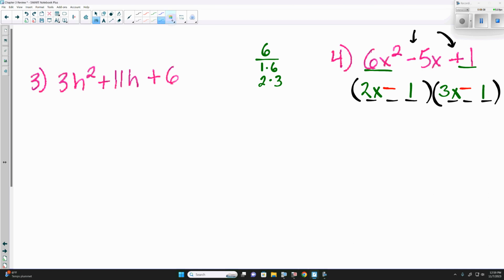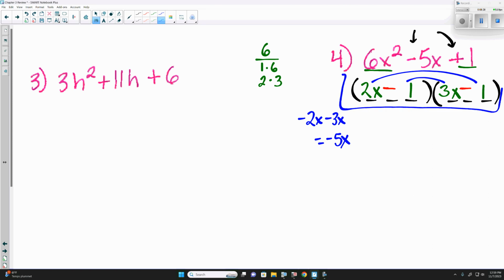And the last step is to check and make sure we got this set up correctly. 2x times negative 1 is negative 2x. Negative 1 times 3x is negative 3x. Negative 2x minus 3x is negative 5x. Is that the middle term we wanted? So those are the factors of 6x squared minus 5x plus 1.